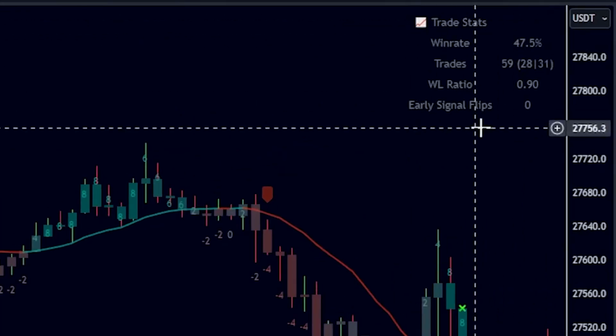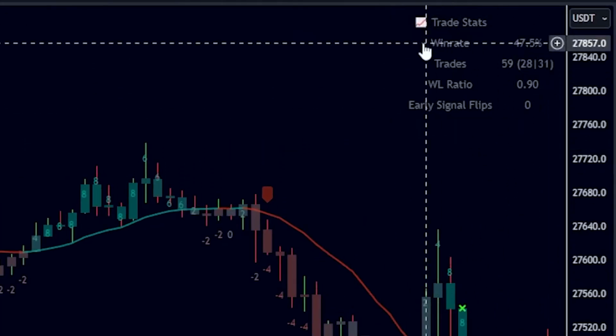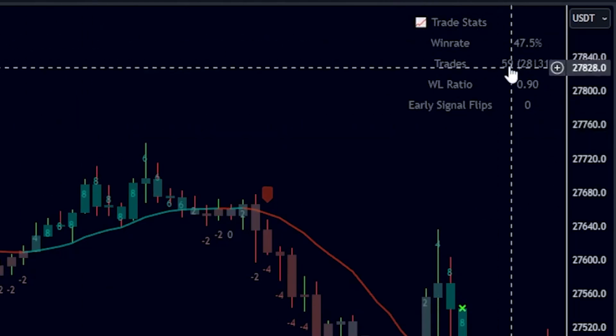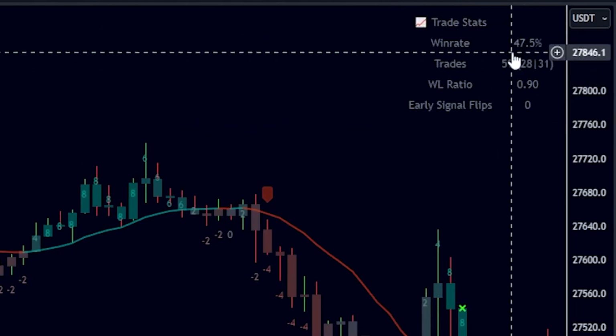In the top right part you see a small menu that gives a generic win rate of this strategy, as if it were a kind of short backtesting, with the last 59 trades at a 47.5% win rate.